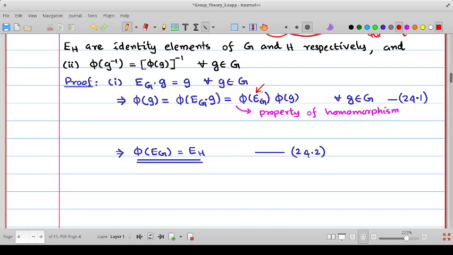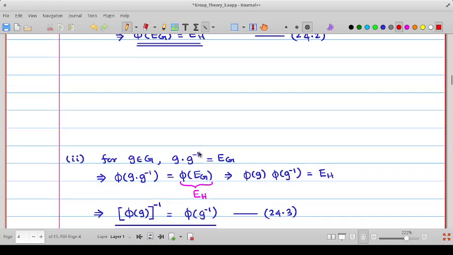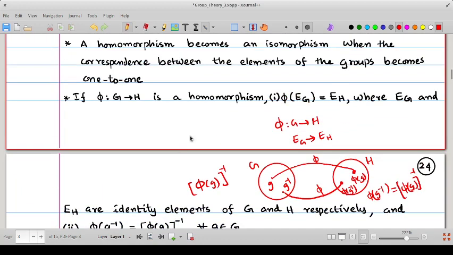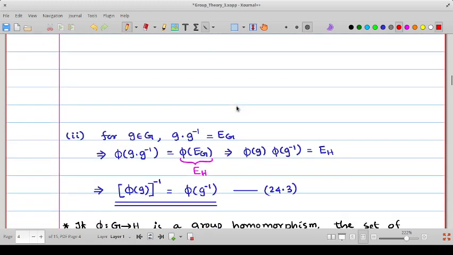So the element of group H that satisfies this property is nothing but the identity of the group H. Therefore, phi of EG should be equal to EH, the identity of group H. So that proves the first claim. This phi of EG is equal to EH.